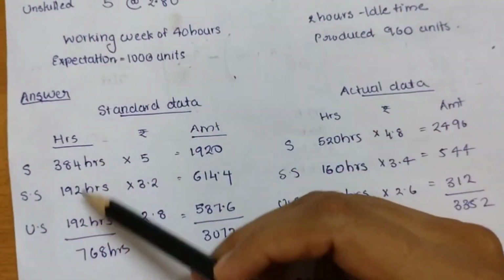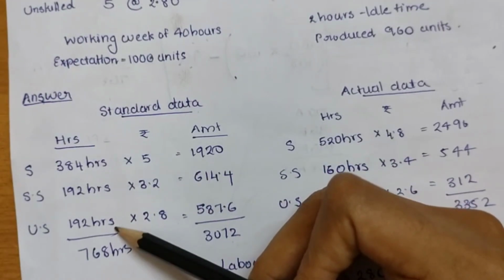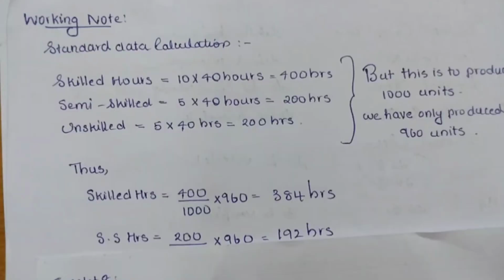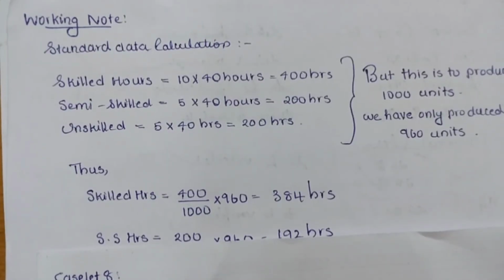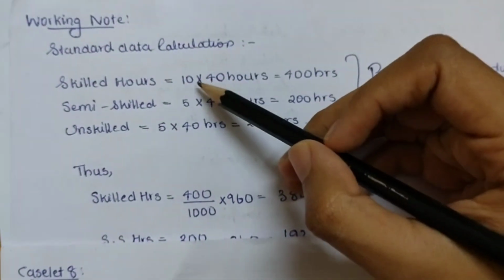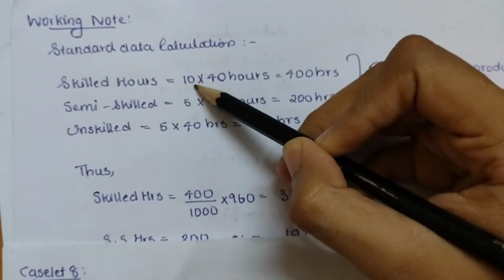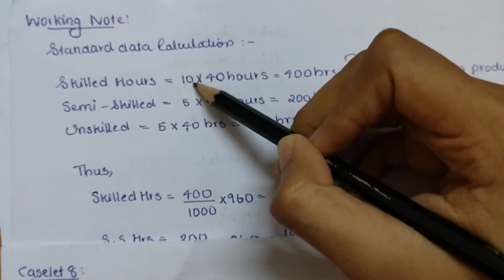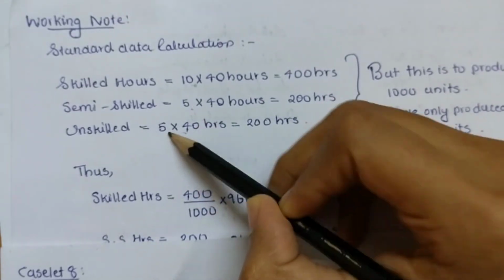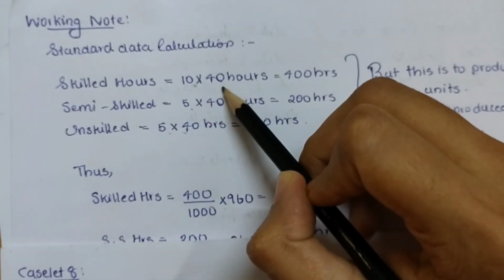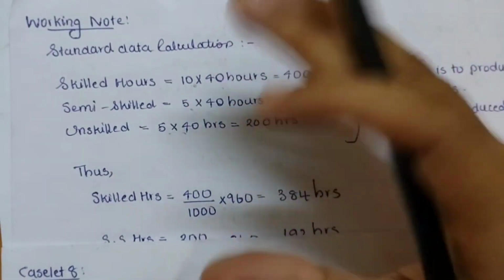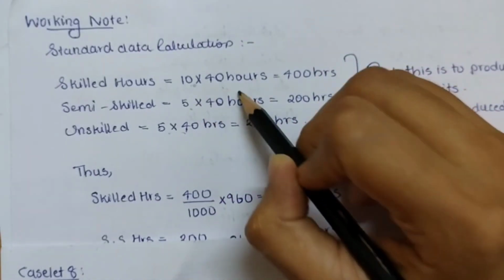First thing, as I told you, we have to first calculate the standard hours. So how we are going to calculate standard hours, that's what I'm going to show you here. Skilled hours, semi-skilled hours, unskilled hours. We have to find all 3 of them. In the standard data given in the question, there were 10 skilled employees, 5 semi-skilled employees and 5 unskilled employees. Since the entire week had 40 hours, we have to multiply it with this 40.